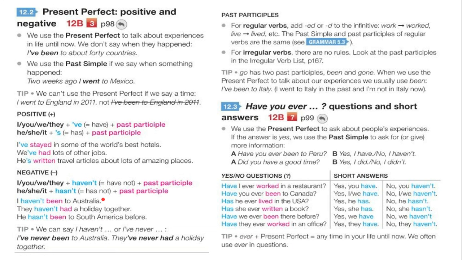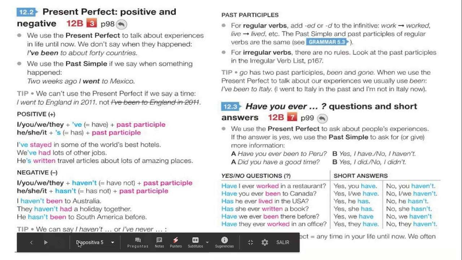Okay? So we can say, in negative, I haven't. Or if you want to use affirmative, I have, with the adverb of time never. You can say, I haven't been to Australia, or I've never been to Australia. Okay, that would be how we use it.